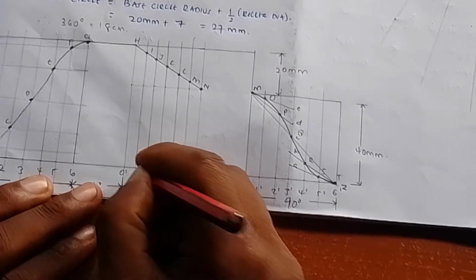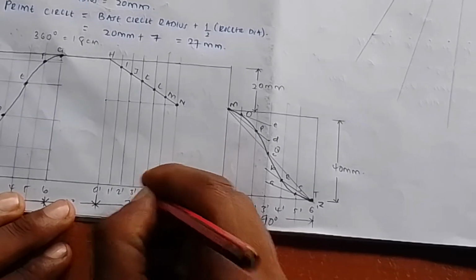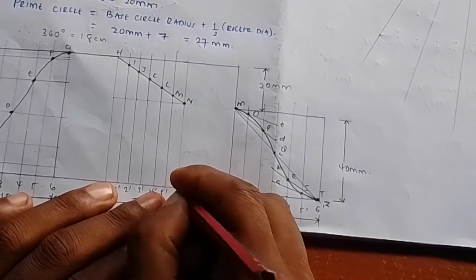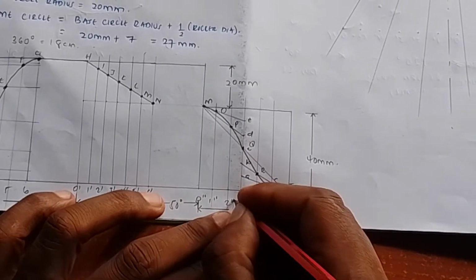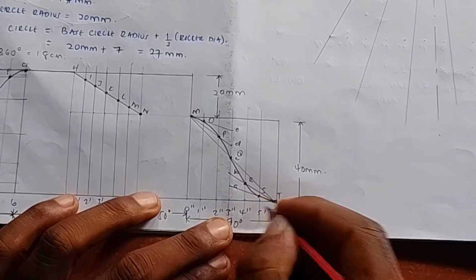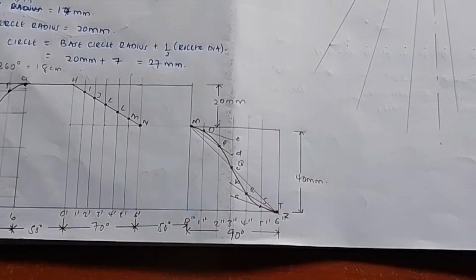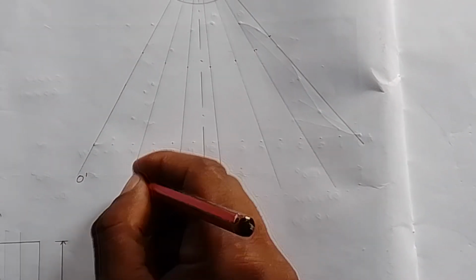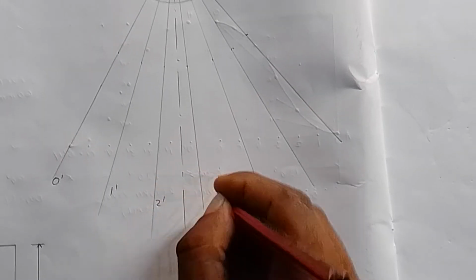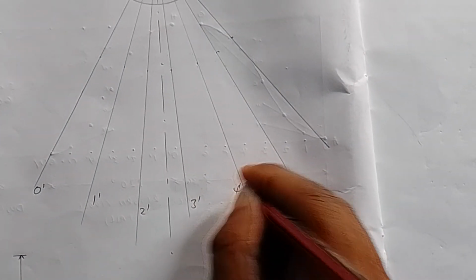So you can decide to name this as 0 prime, 1 prime, 2 prime, 3 prime, 4 prime, 5 prime, and 6 prime. And this you can name it as 0 double prime, 1 double prime, 2 double prime, 3 double prime, 4 double prime, 5 double prime, 6 double prime, like that. So name your parts. From this point, you know this is 0 prime. That is 0 prime. This will be 1 prime, 2 prime, 3 prime, 4 prime, 5 prime, 6 prime.